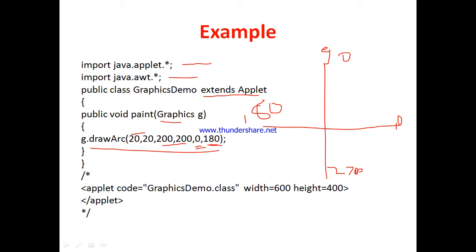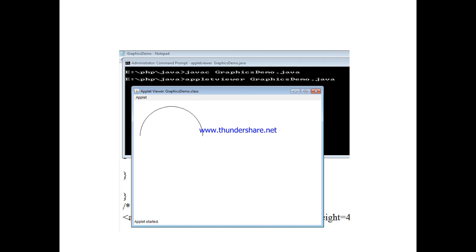When the sixth parameter, the arc angle, is positive, the arc will be drawn in the anti-clockwise direction, and when this value is negative, the arc will be drawn in the clockwise direction. Here, plus 180 means the arc will be drawn anti-clockwise, starting from angle 0, that means from here, and the amount is 180 degrees. It is positive, so it will be drawn in the anti-clockwise direction in this manner. Now, let us see the output. We get the arc that starts from 0 degrees and is drawn up to 180 degrees.